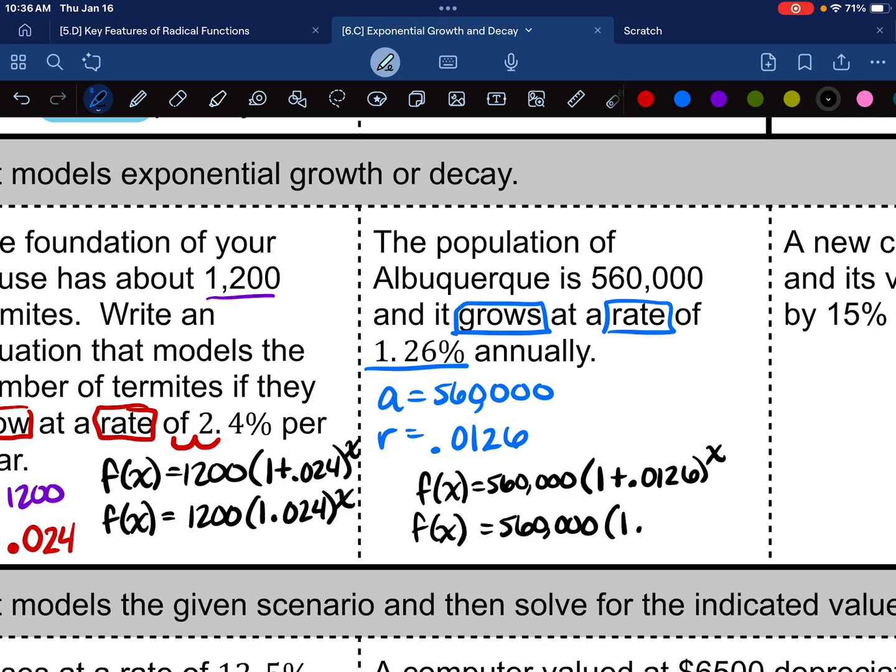As we learned earlier, you can't combine the 560,000 and this b value because this one has an exponent and this one doesn't. Also, don't lose the exponent. A lot of kids forget that.